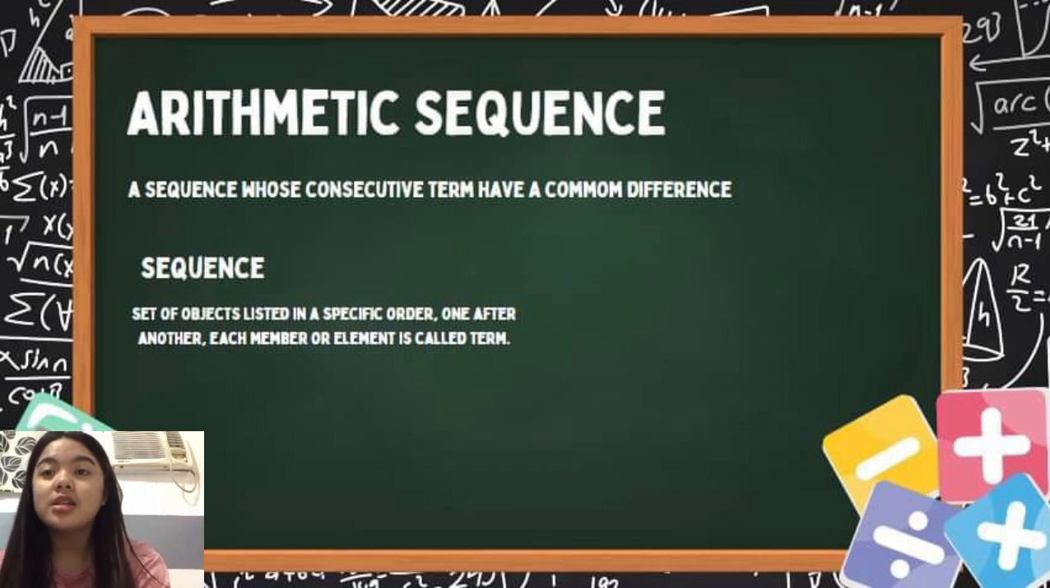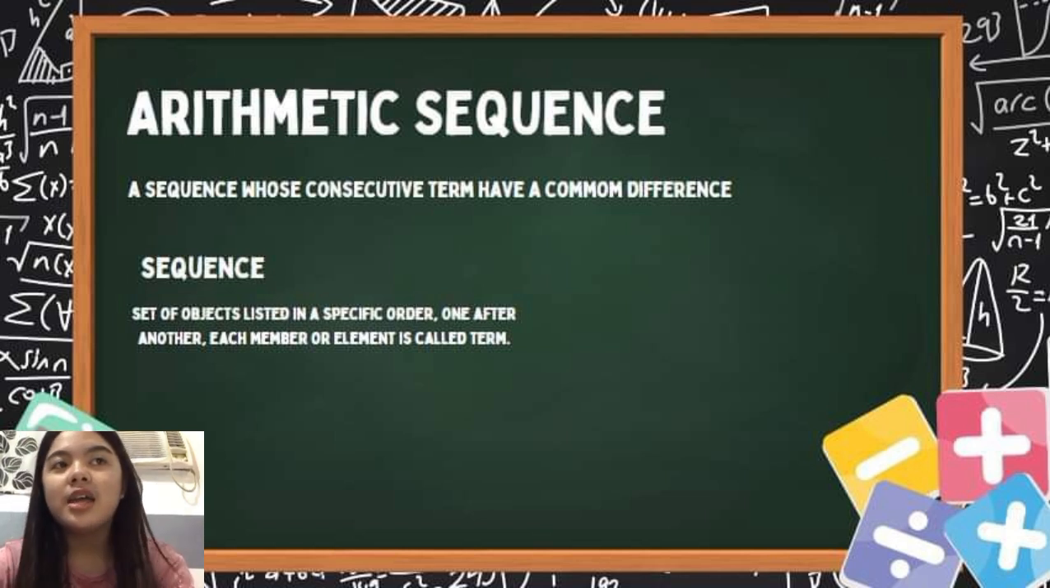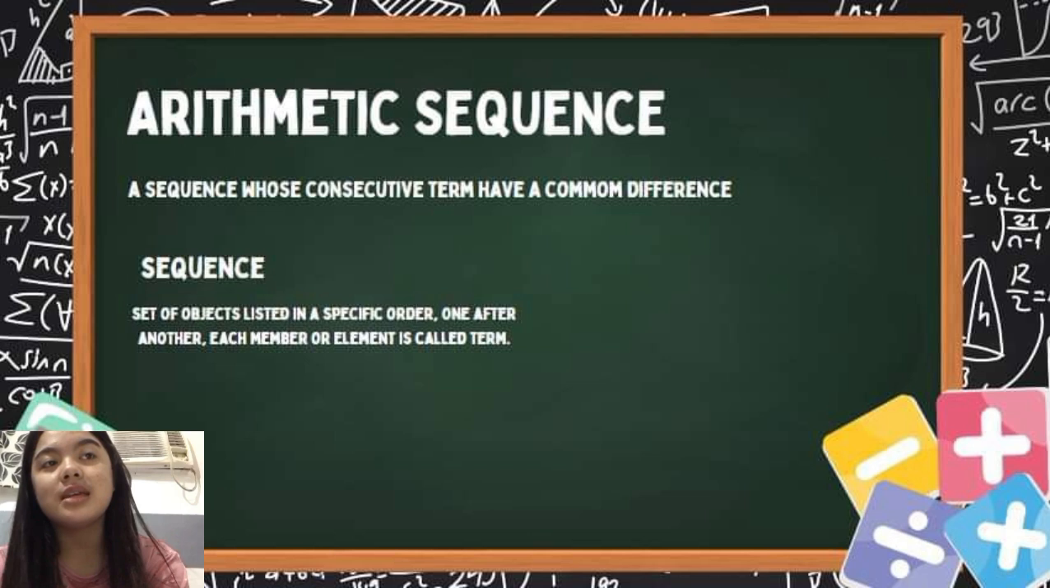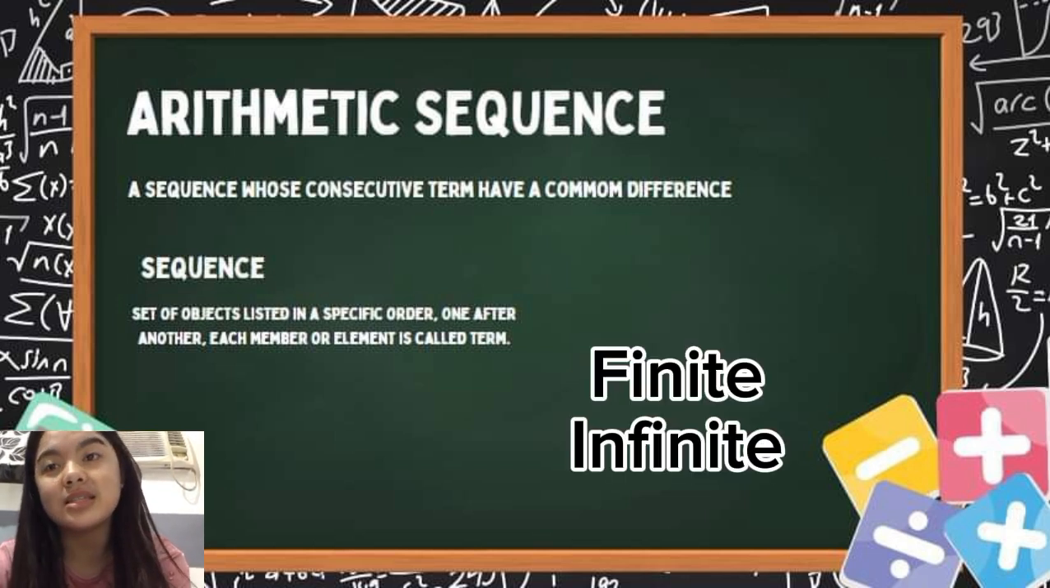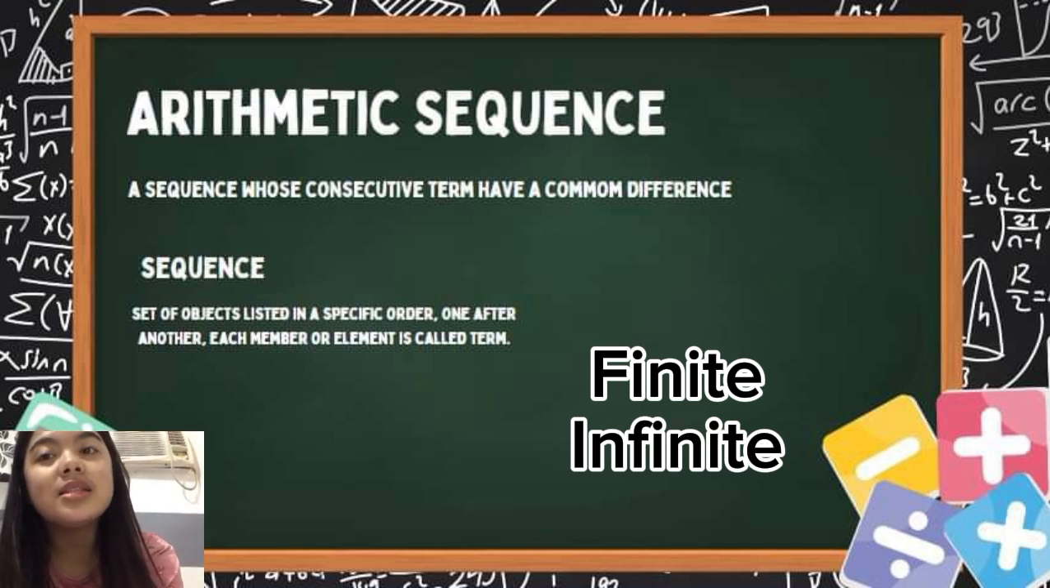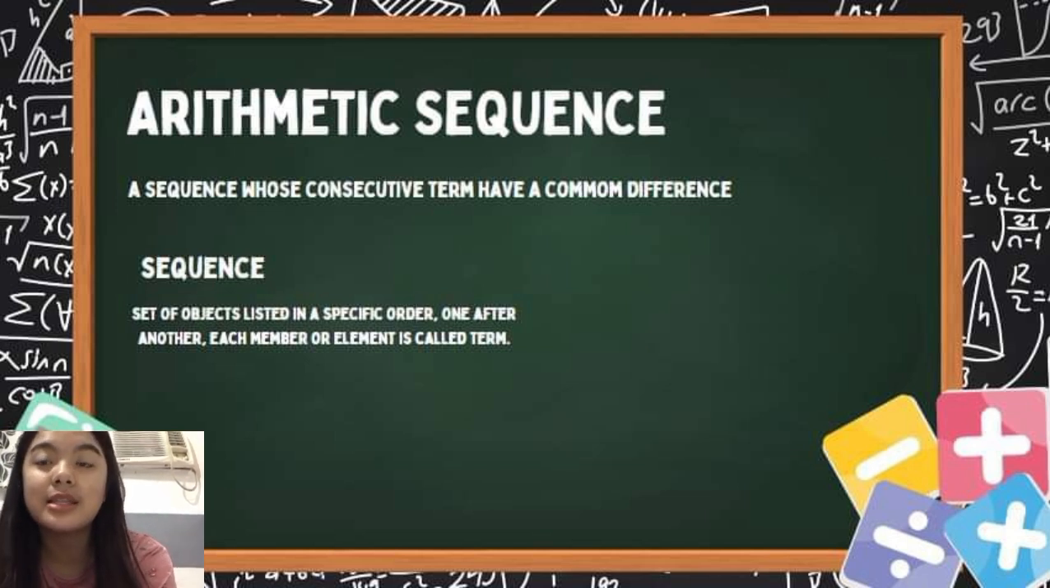Arithmetic sequence. When we say arithmetic sequence, it is a sequence whose consecutive terms have a common difference. And when we say sequence, it is a set of objects listed in a specific order, one after another, and each member or element is called a term. We have two types of arithmetic sequence: the finite sequence and the infinite sequence. A finite sequence has a limited number of terms, and an infinite sequence has an ellipsis or a countless number of terms.